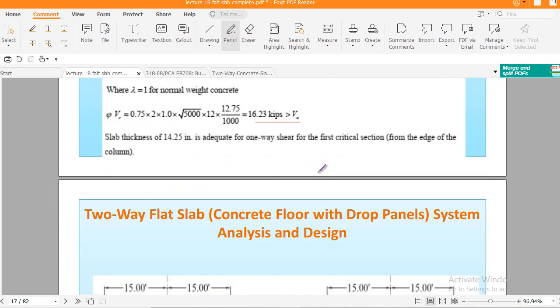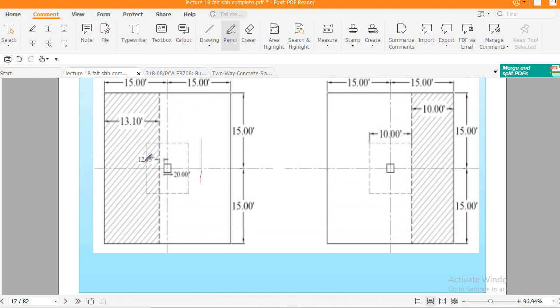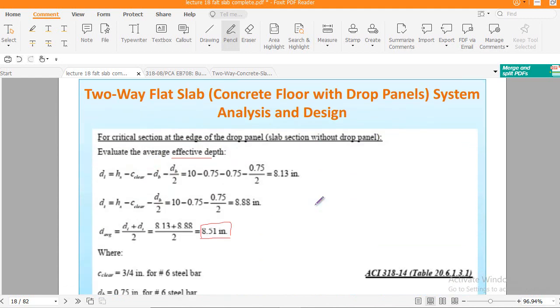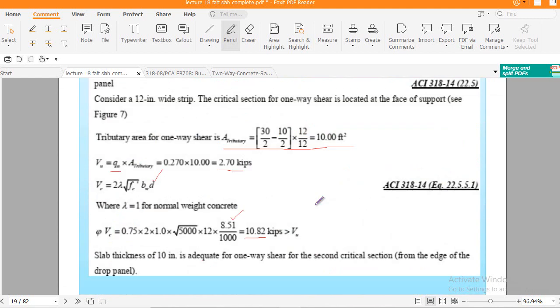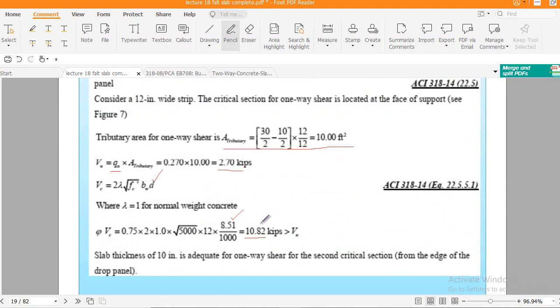Then we check beam shear at different locations, at a section at distance D and at the face of the drop panel. Similarly, we check punching shear, and for punching shear I left the check to you people, that you must check it. But you see here that in punching shear, the slab system also passed, right?